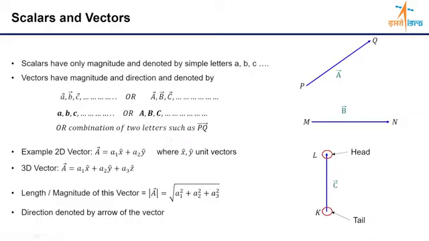Okay, and if you want to represent a three dimensional vector, it will be a1 x cap plus a2 y cap plus a3 z cap. So x cap, y cap and z cap are the unit vectors, or you can say the directions along the x, y and z axes, and a1, a2, a3 are the magnitudes of this vector along the x, y and z directions. The magnitude of this three dimensional vector is square root of a1 square plus a2 square plus a3 square. These are the basic things about vectors.